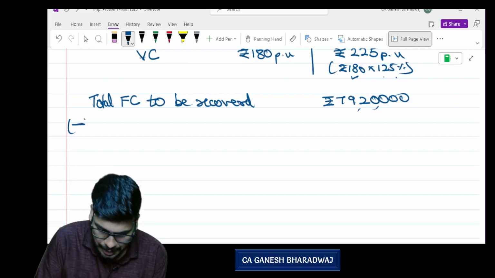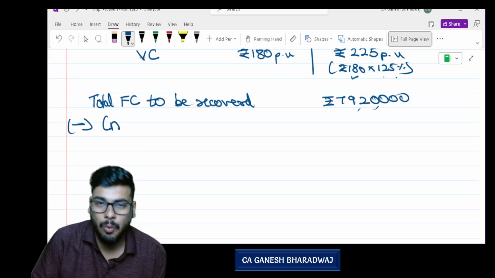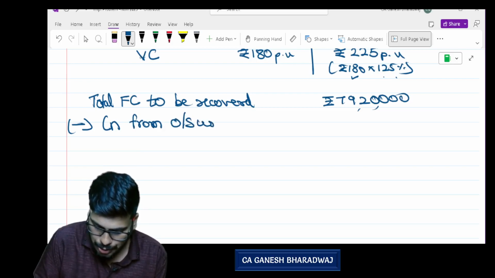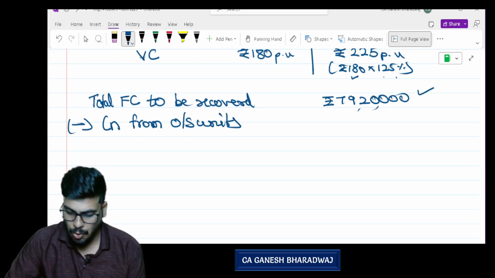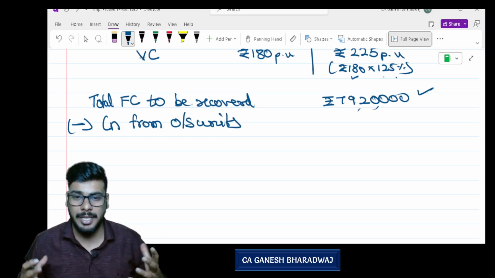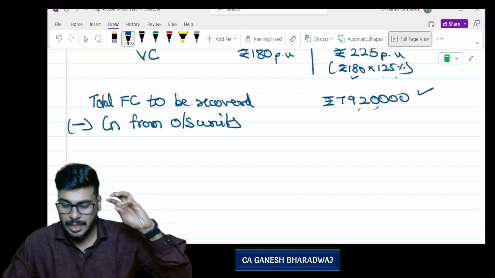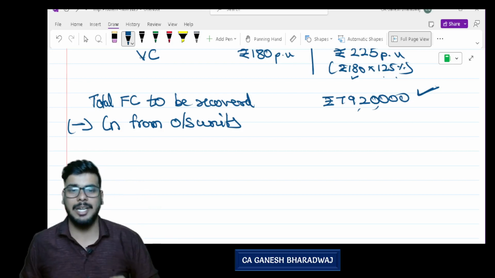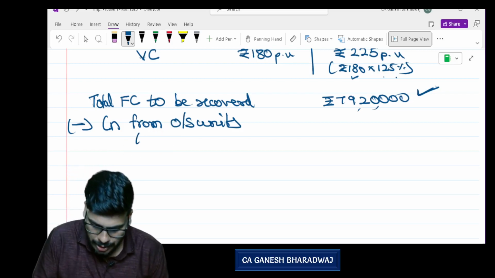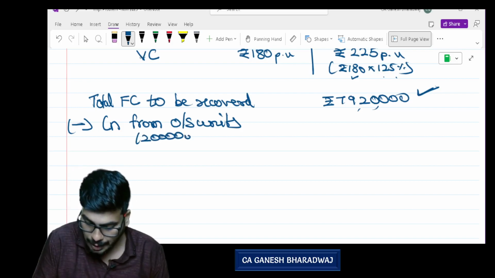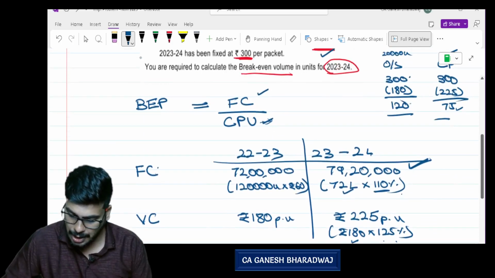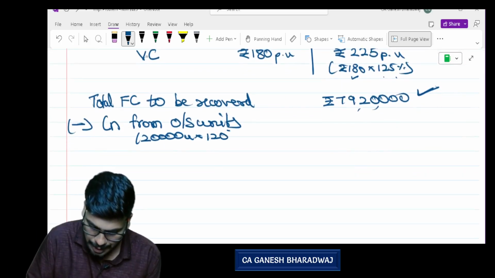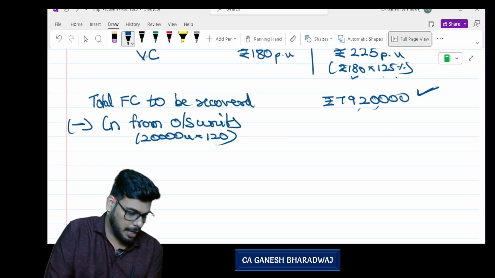So now you tell me, what is the contribution generated from the opening stock units? I need to calculate the break-even point, that is the total number of units sold, so that the overall contribution generated should be able to recover 79,20,000. First, I know that I'm going to sell 20,000 units of opening stock. And each unit in opening stock generates a contribution of 120 rupees. So 20,000 into 120, how much is this?